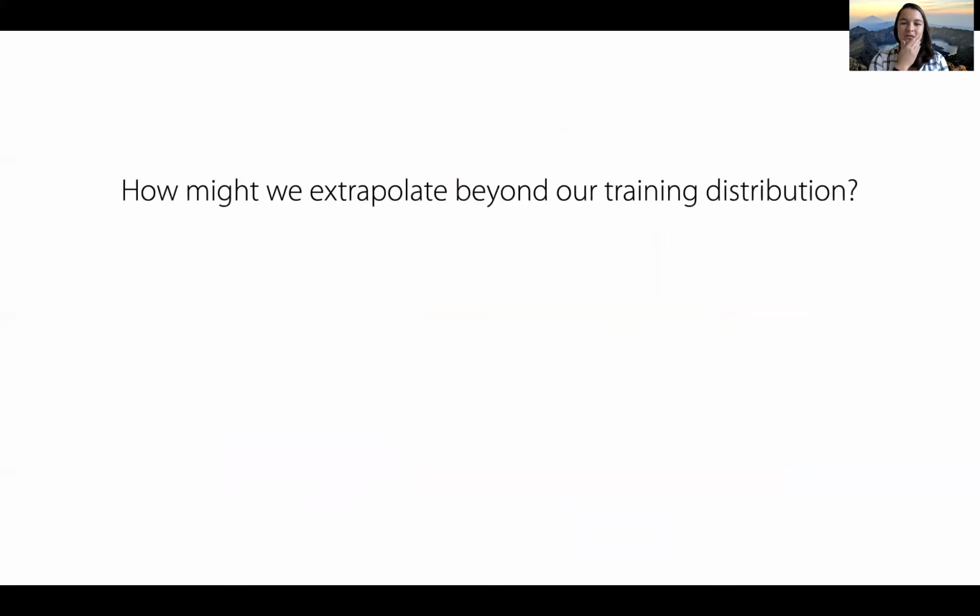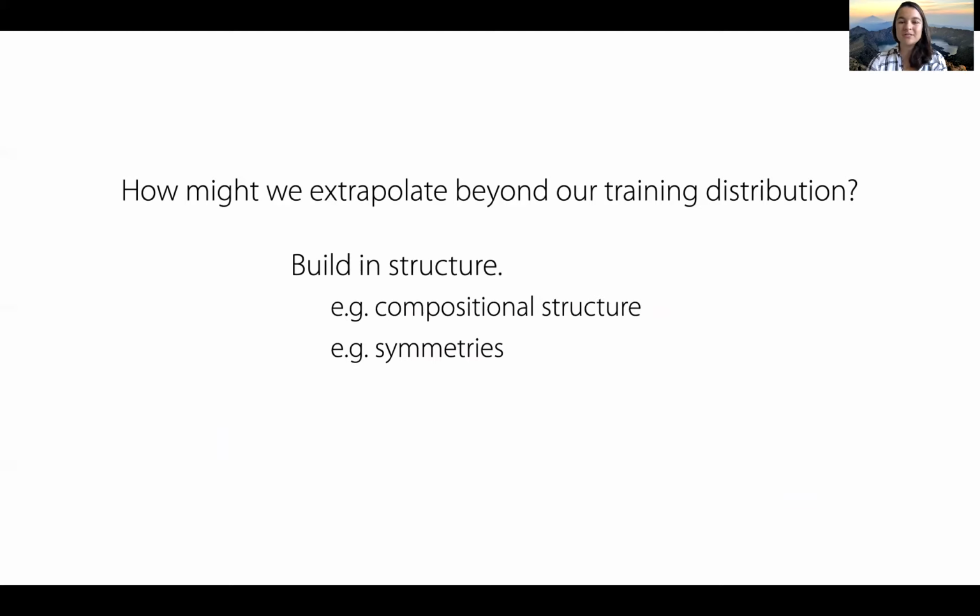So how do we go about extrapolating beyond the training distribution? Of course, if we're training with a standard IID machine learning setting and not making any additional assumptions, then we won't be able to extrapolate. One very natural approach to think about how we might extrapolate is to build in some sort of structure into the learning process, and some additional assumptions into the learning process, that allows us to generalize further. The structure may be compositional structure or symmetries such as equivariances. Then the key question is, how do you actually build in this structure? And how do you determine what structure to build in the first place?